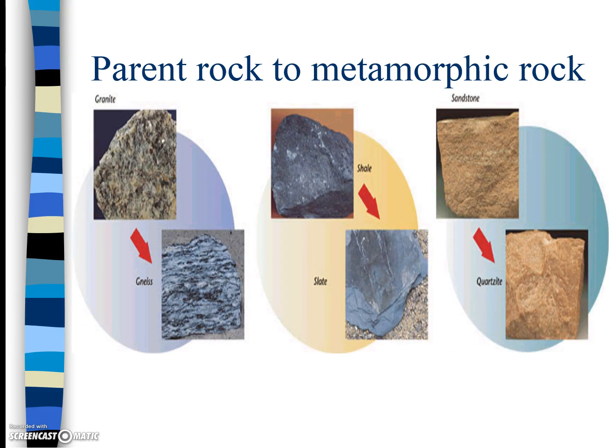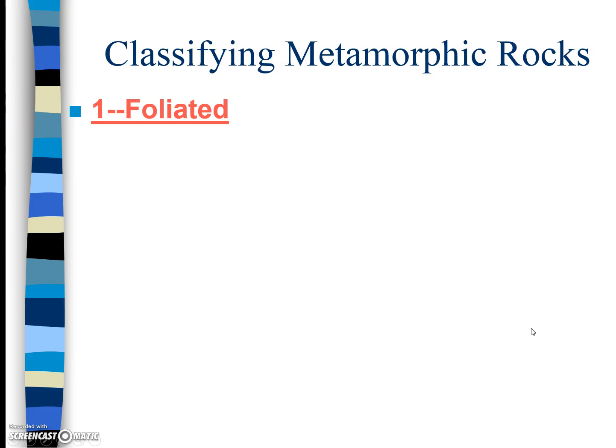Alright, so this is actually what we're going to be looking at tomorrow, where granite changes into gneiss, shale into slate, and sandstone into quartzite. So as soon as that heat and pressure is applied, it'll change into a different rock. So these are called parent rocks up here, granite, shale, and sandstone. And then the metamorphic rock is gneiss, slate, or quartzite.